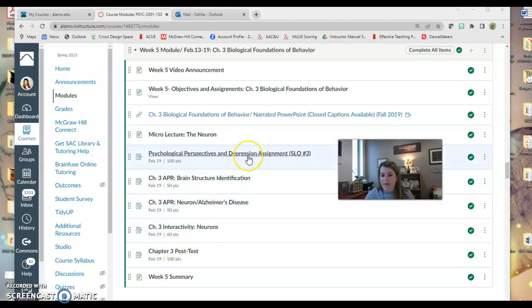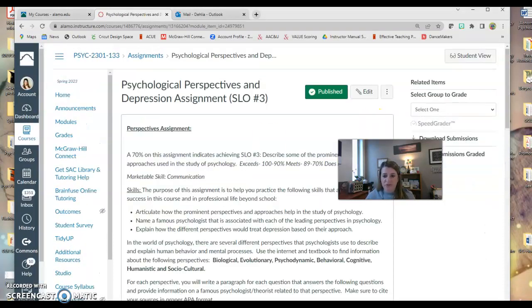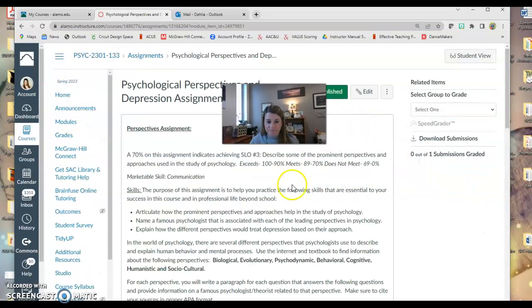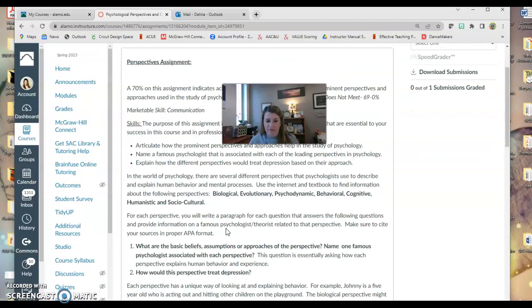Let's take a look now at your other assignment for the week, which is the Psychological Perspectives in Depression assignment. I will use this to measure your student learning outcome number 3. You can read what that is up here. Let me break it down for you. Don't be intimidated by this assignment and look at it and see perspectives and prominent, famous psychologists and let that worry you that this is a hard assignment. Let's break it down and you'll see that it's very, very doable.